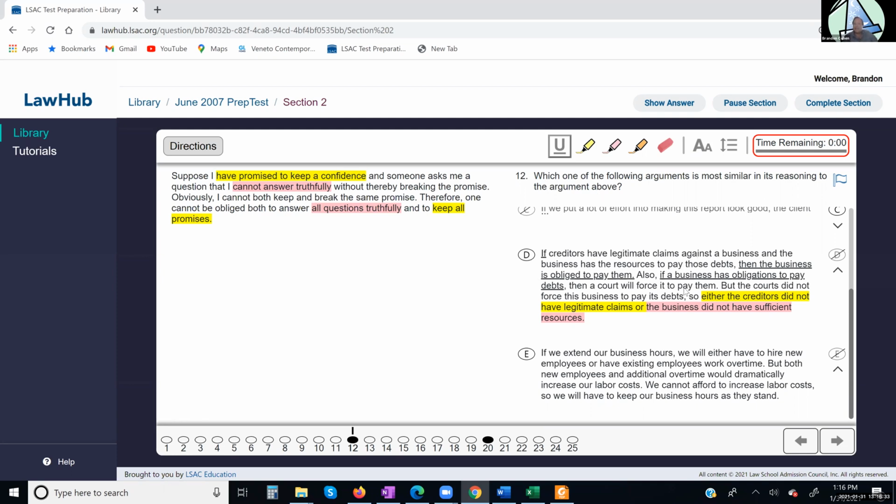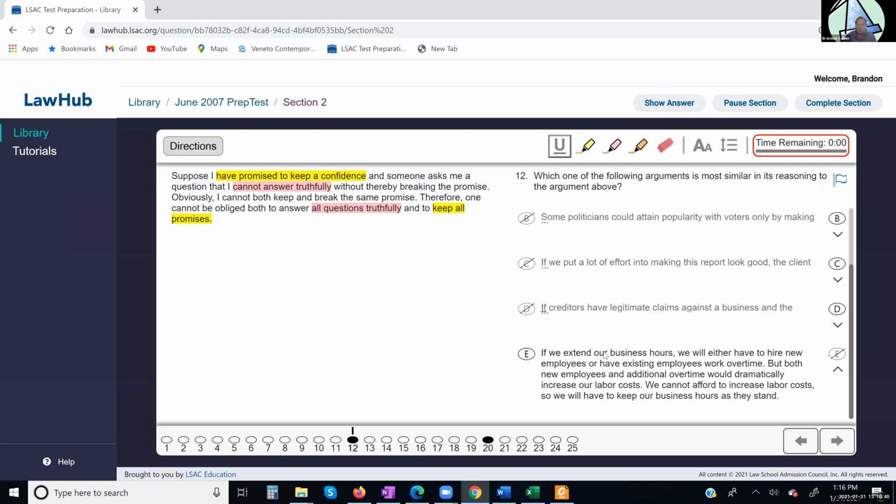If I realize that, that's a totally different logical structure. That's the transitive property. That transitive property is totally different than what's going on here. We do not have a transitive property in the initial stimulus. And so that allows us to eliminate answer choice D. As we read answer choice E, the conclusion is we will have to keep our business hours as they stand. It's, again, not the two things in conflict with each other. That's just a different number, a different degree of our conclusion. And so E would also be eliminated.